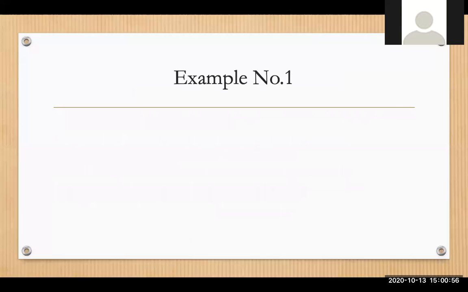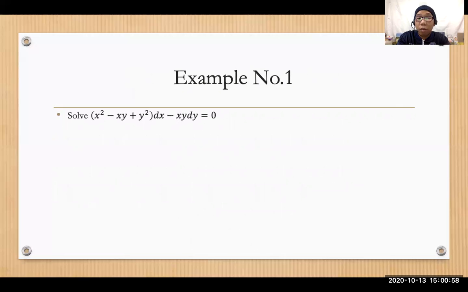Okay, let's go. Example number 1, let's solve x squared minus x times y plus y squared dx minus x times y dy equal to 0. Now, our first step is, of course, to check if the given equation is homogeneous or not. The criteria is that the coefficients of dx and dy should be homogeneous functions and of the same degree. So here we have x squared minus xy plus y squared. As you can see, it's a homogeneous polynomial of degree 2, right?